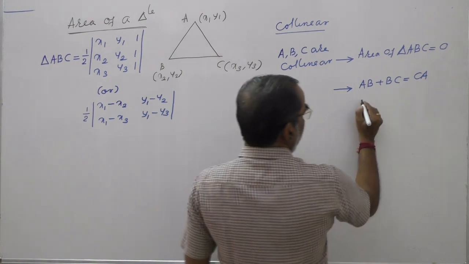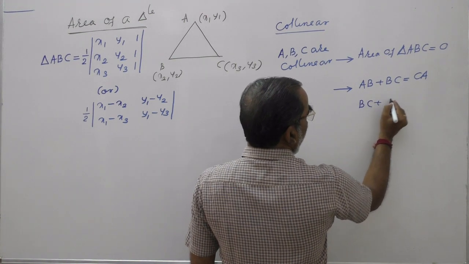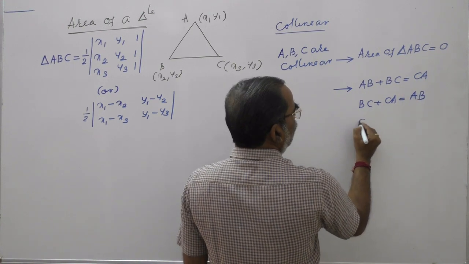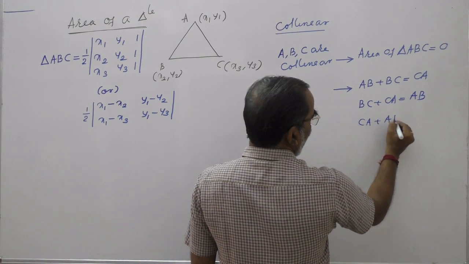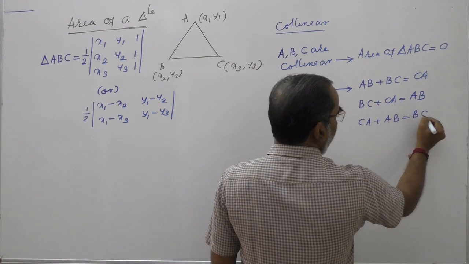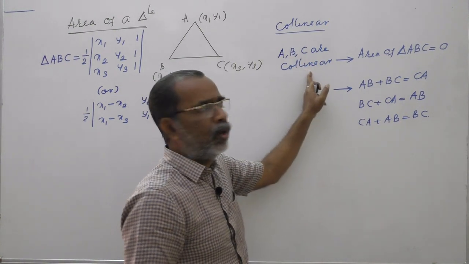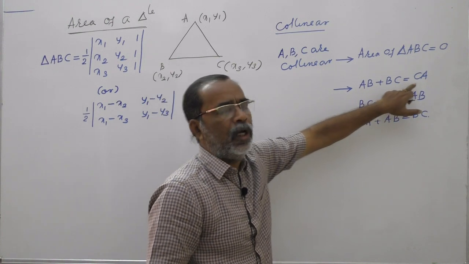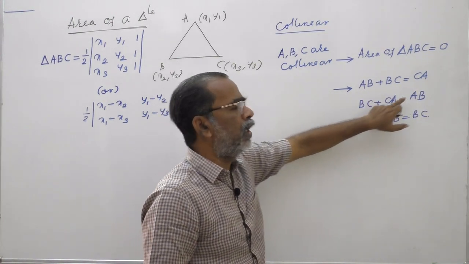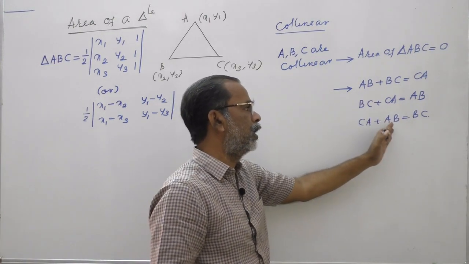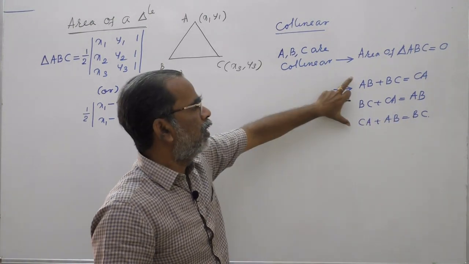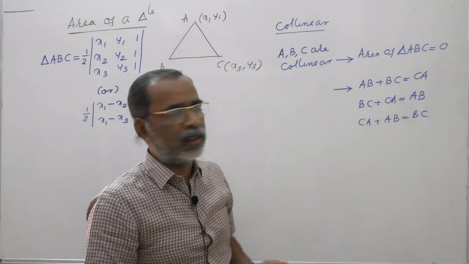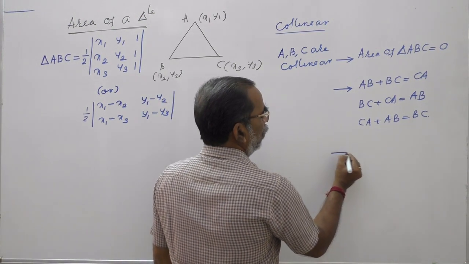The sum of any two sides can be BC plus CA, which should be equal to AB or BA, or CA plus AB, which can be BC or CB. So 3 points are collinear if the area of the triangle is 0, or AB plus BC equals CA, or BC plus CA equals AB, or CA plus AB equals BC. Very simple: the sum of any two distances equals the third distance, then also they are collinear.